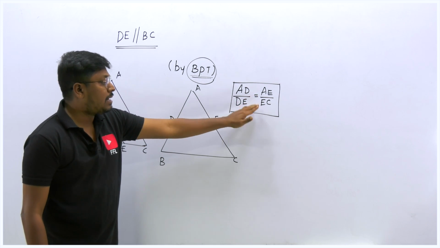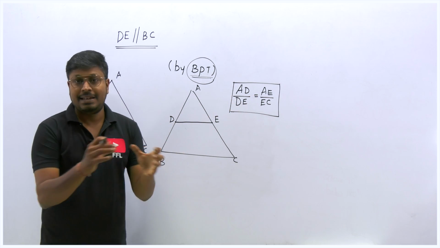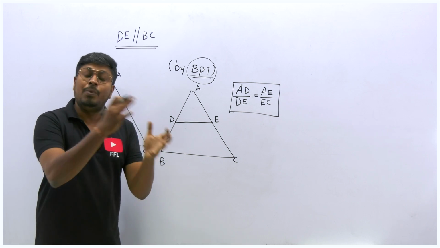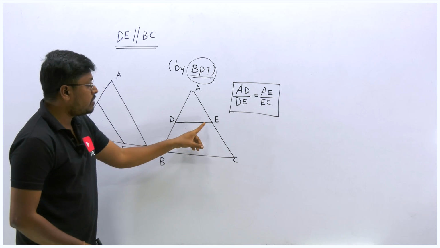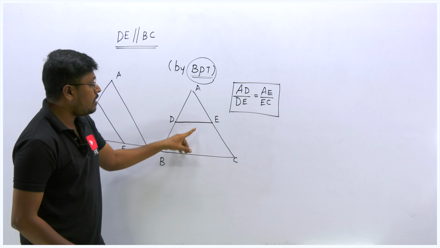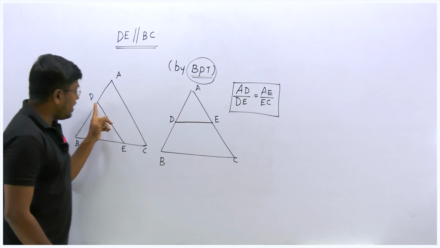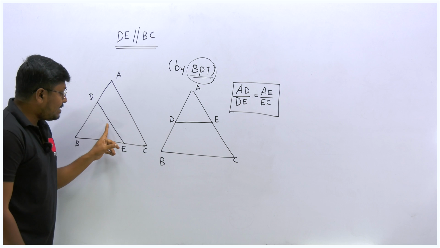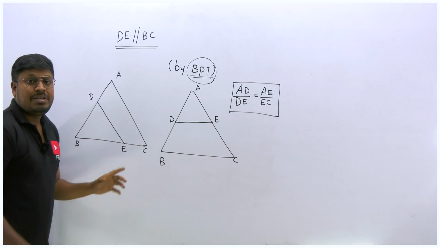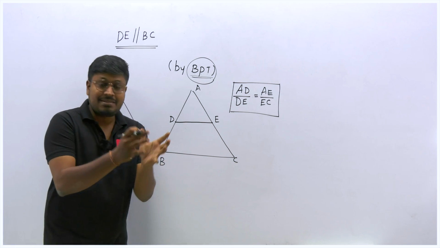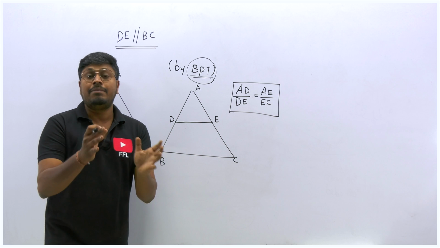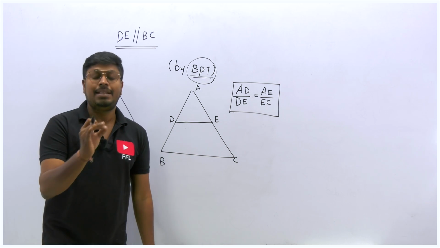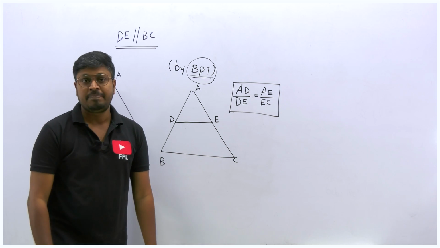This formula comes when you see a line drawn parallel to one side of the triangle. Here you can see a line drawn parallel to one side of the triangle. Similarly here also, a line drawn parallel to one side of the triangle intersects two sides, which makes the sides of the triangle divide proportionally. That's the BPT theorem, the basic proportionality theorem, right?